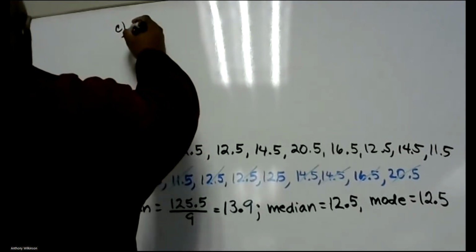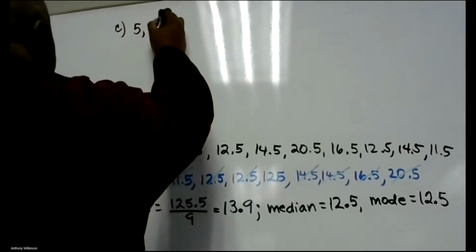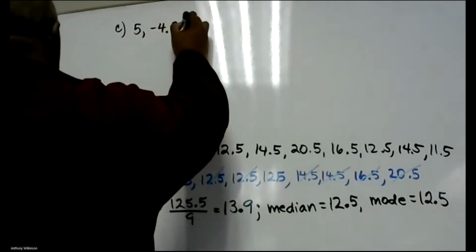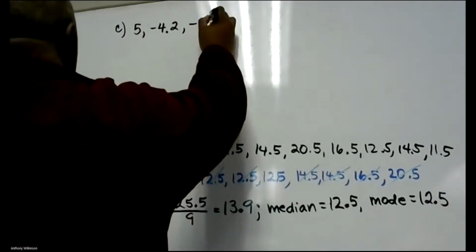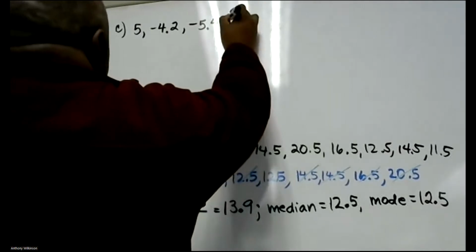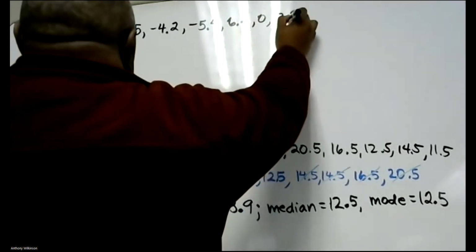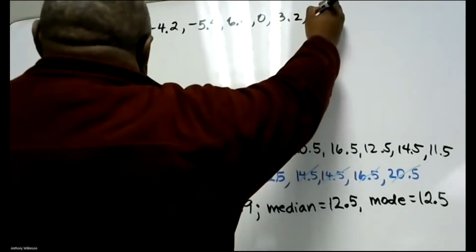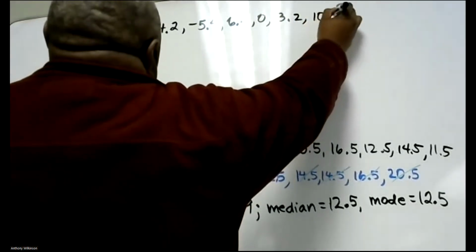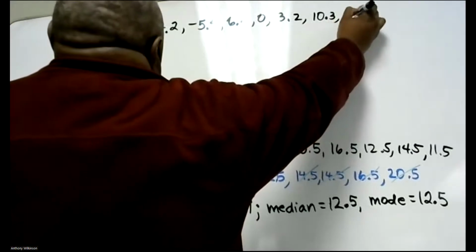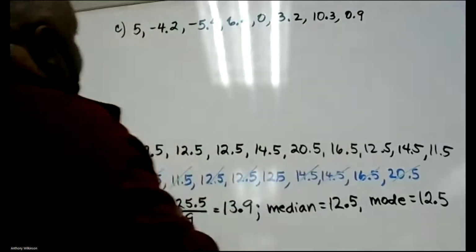And in this case here, we've got 5, negative 4.2, negative 5.4, 6.2, 0, 3.2, 10.3, and 0.9.